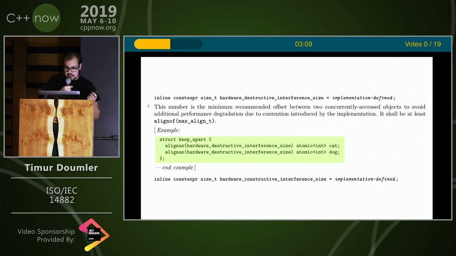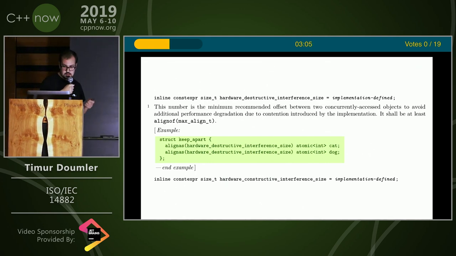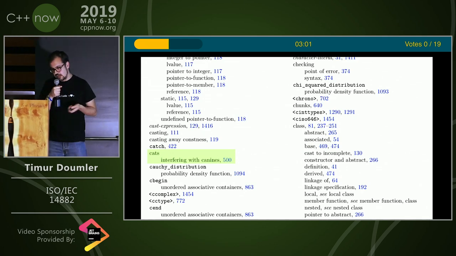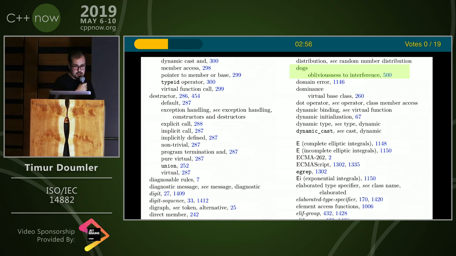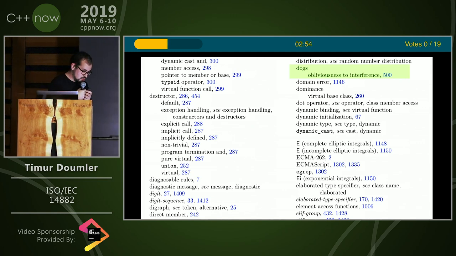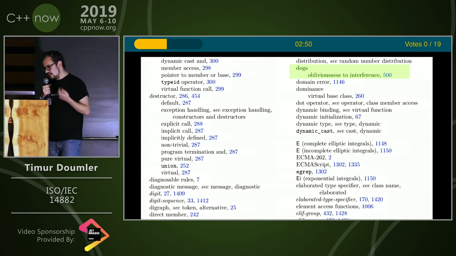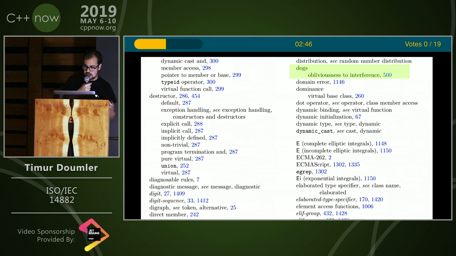I mean, the standard has an index, so actually this is back referenced from the index, but in a very annoyingly inconsistent way. So the cats are referenced as interfering with canines, but the dogs are indexed as being oblivious to interference. So this is really inconsistent, and actually it gets even more inconsistent because some mentions of cats and dogs are not back referenced from the index at all.